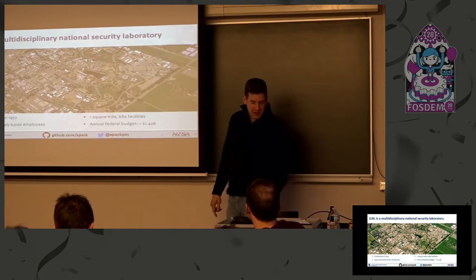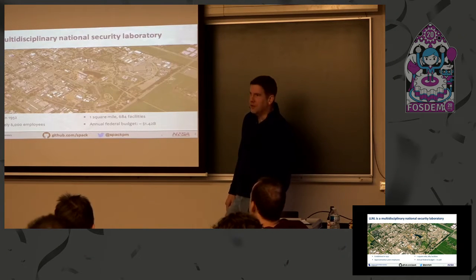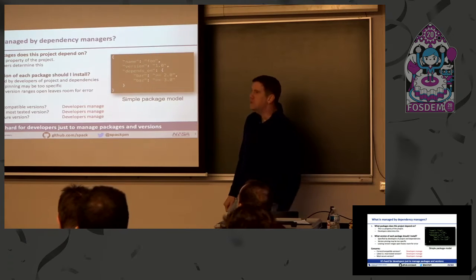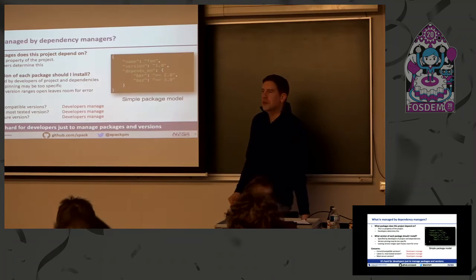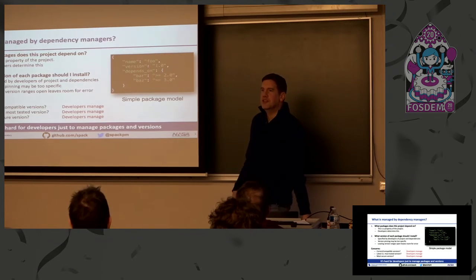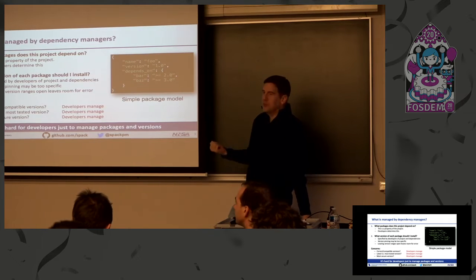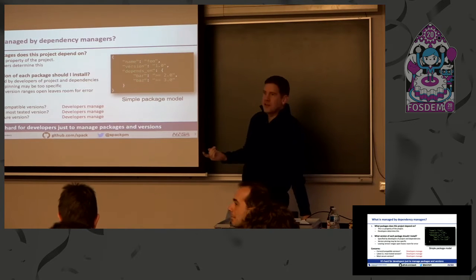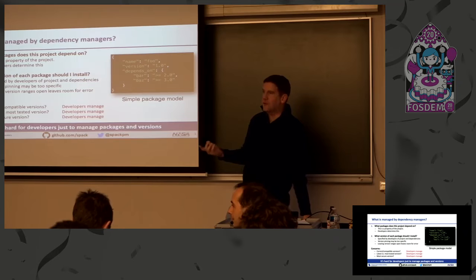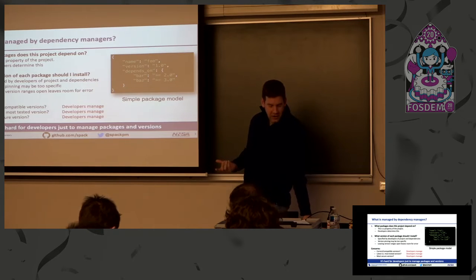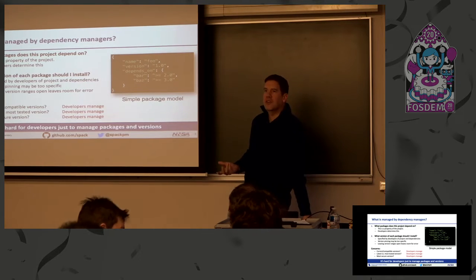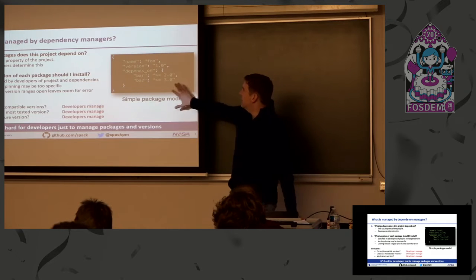I'm going to talk a little bit about dependency management in general first. So far we've heard from a lot of different dependency managers. What's managed by dependency managers typically? It's usually what packages does this project depend on, and what version of each of the dependencies should I actually install? And if you think about what that looks like as a package model for most package managers, it's like this.